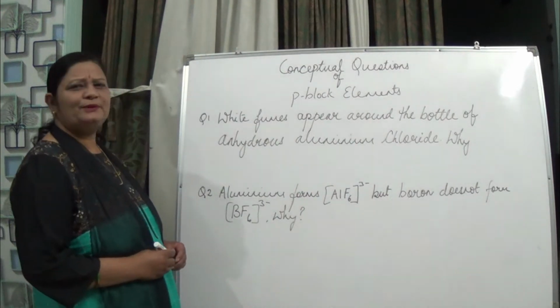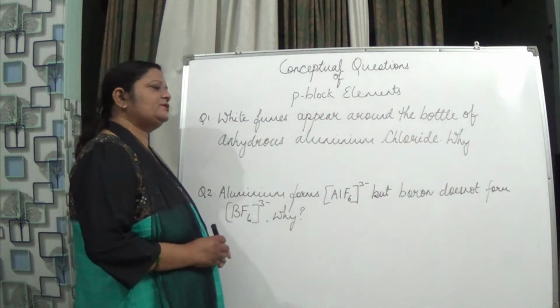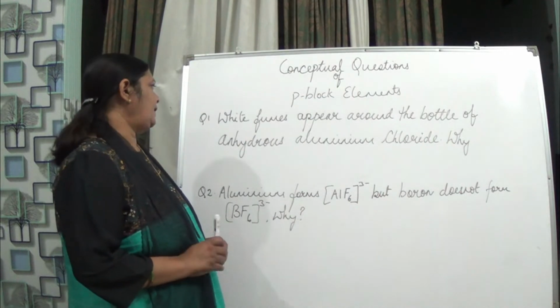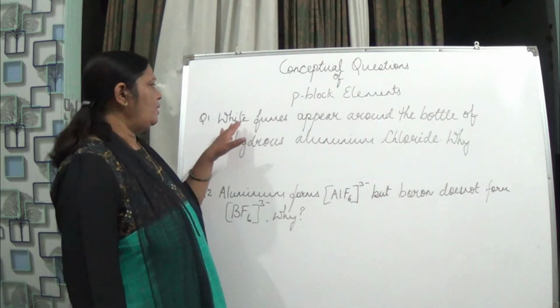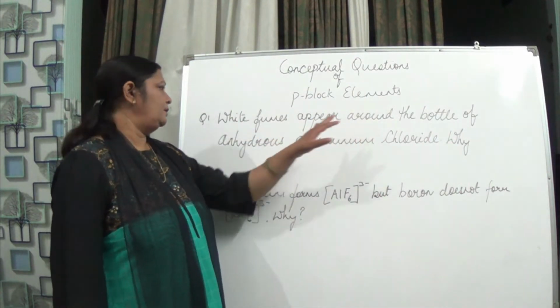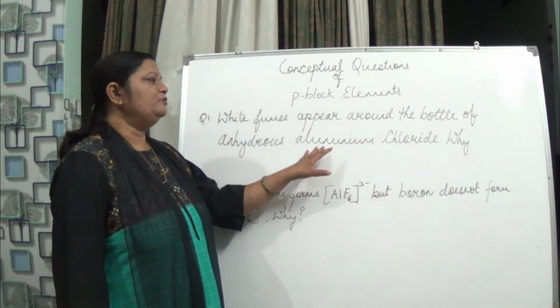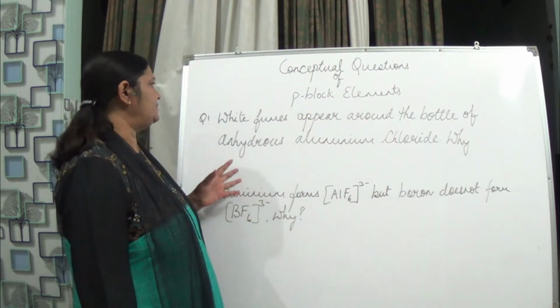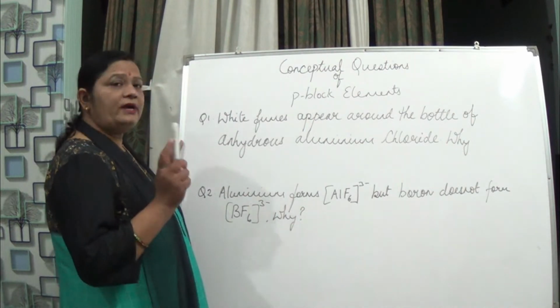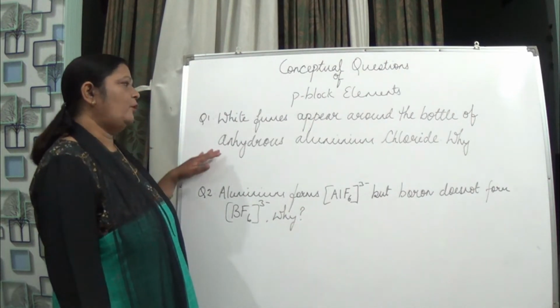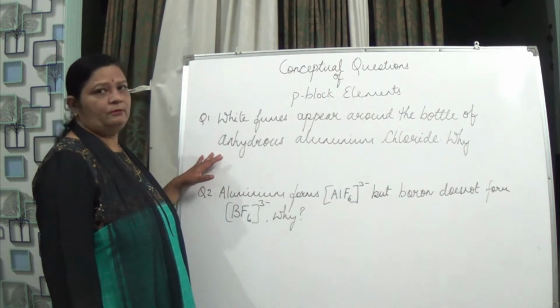Students, today we are going to do some of the conceptual questions of P block elements. Okay, so the first question I have taken is: white fumes appear around the bottle of anhydrous aluminium chloride. Why does this happen? Yes, we see white fumes around the bottle of anhydrous aluminium chloride.